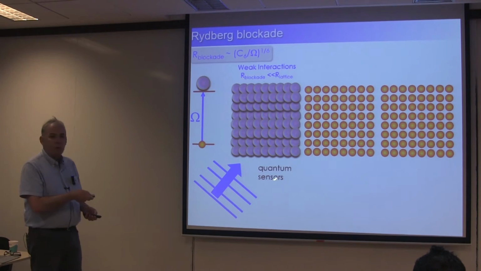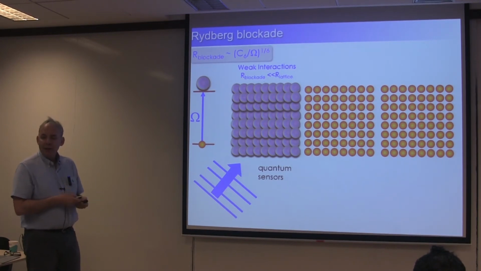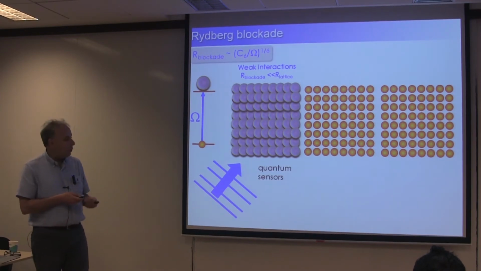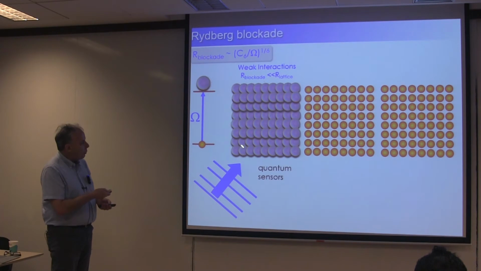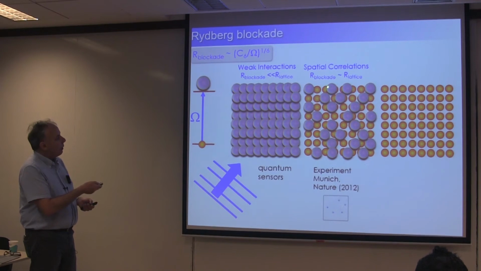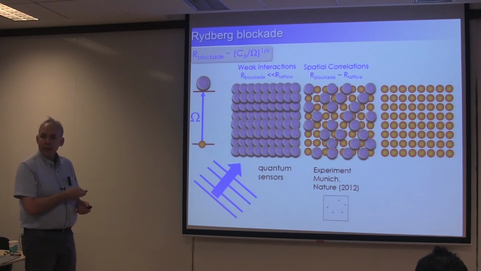That's an interesting regime for quantum sensors. Rydberg atoms are near ideal sensors for single photons. They can be microwave photons, they could be terahertz photons. So there are some opportunities in that regime for quantum sensors. There's an intermediate regime where the blockade distance is comparable to the lattice spacing.